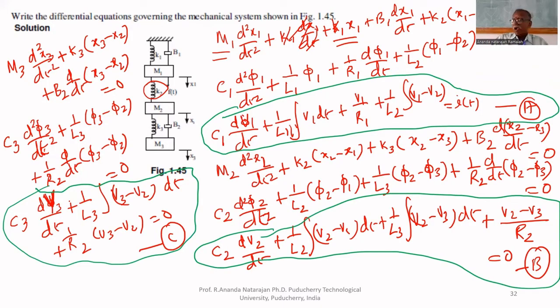It is the reverse process. So the first equation consists of how many elements? 1, 2, 3, 4, 5 elements, including I of t. How many voltages are there? V1, V2, V3. Therefore, 3 nodes are there. If you include one more reference node, 4 nodes are there. 3 equations means 4 nodes. One node will be taken as a reference node.